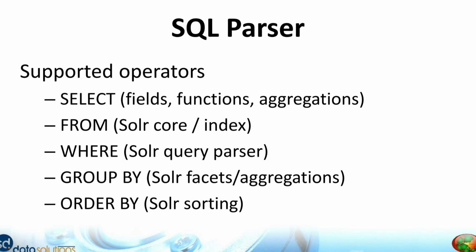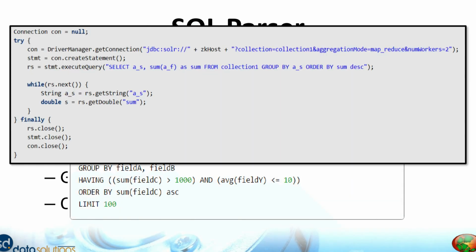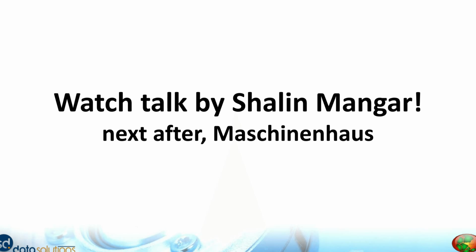It supports something like select, from, where, group by, order by, which maps to the Solr sorting, faceting, and query parser. You can select the fields. So you can execute a query that looks like this. And you also have a JDBC driver to access that. You just need to connect the JDBC driver to the Zookeeper host, and then you can execute the queries. So, the next talk afterwards.